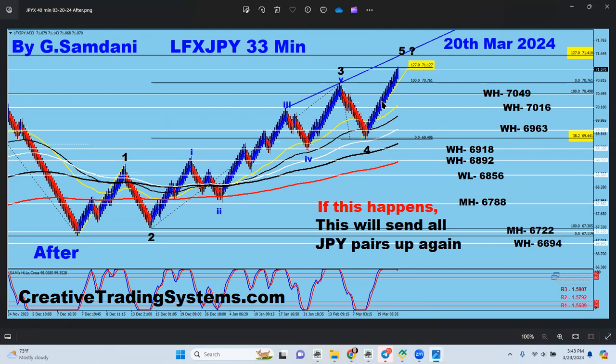Okay, so I just wanted to share these trades with you guys.